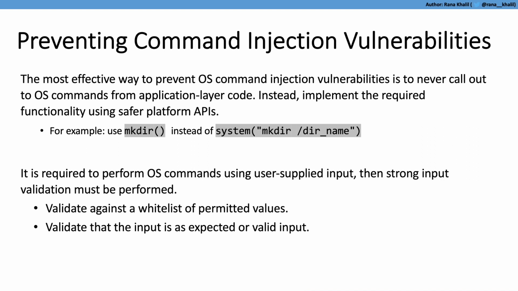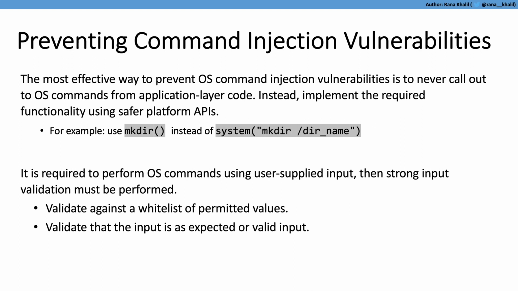So for example, instead of using the system function, you could use the mkdir function. The mkdir function, all it can do is create a directory. It can't be manipulated to perform any other commands, whereas the system function can run any command on the operating system. And so it's much safer to use the built-in library functions that only perform the specific task that you intended for them to perform versus using a function that allows you to run any command on the operating system.